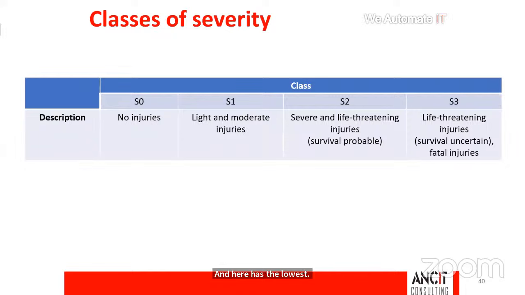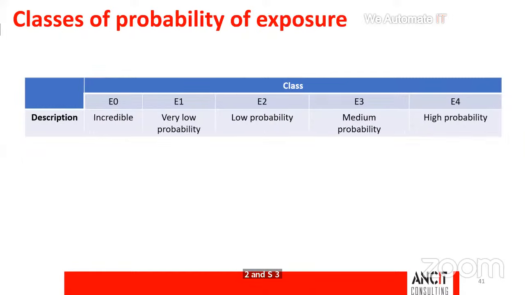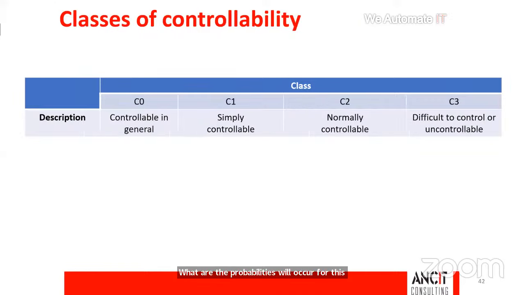And these are some classes of severity and their descriptions. If it is S0, there are no injuries, and then S1, S2, and S3. And the classes of probability of exposure. If it is incredible, it is not at all going to happen, and then very low probability, low probability, medium probability, and high probability. Probability means how often. While you are designing the product, you can think about what probabilities will occur for this particular ECU. And then the classes of controllability.